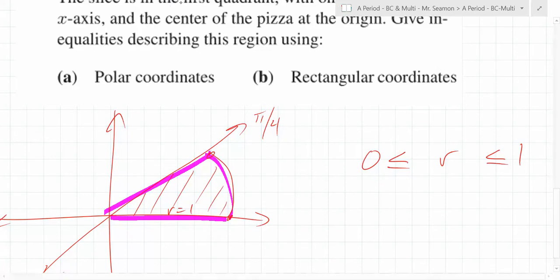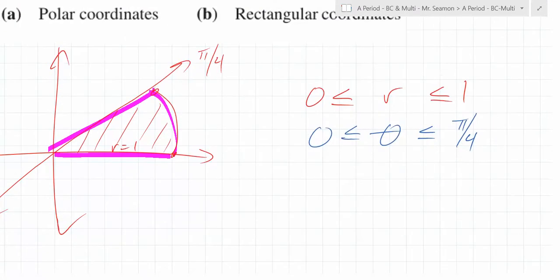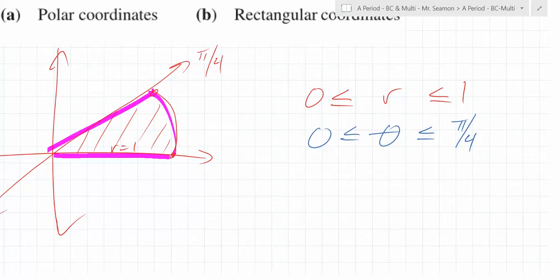1. Now, the theta value is also pretty straightforward. What's the smallest theta value? 0. And it goes all the way up to pi over 4. So, describing a pizza wedge with polar coordinates, nice. Where does it get more fun?